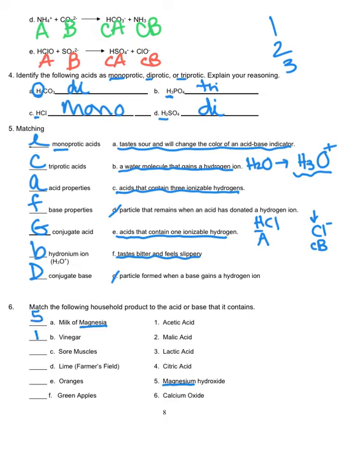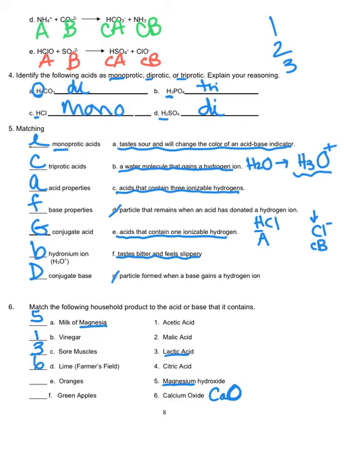Sore muscles, we said that's the buildup of lactic acid. Lime, put in a farmer's field. That is calcium oxide, so CaO. Any farmers that can go and look that up on something that they're putting in their equipment and spreading on the fields, you send that picture to me. I'll get you some extra credit.